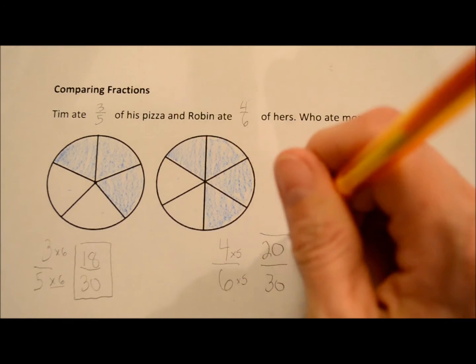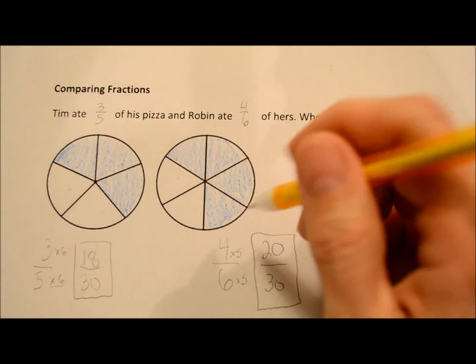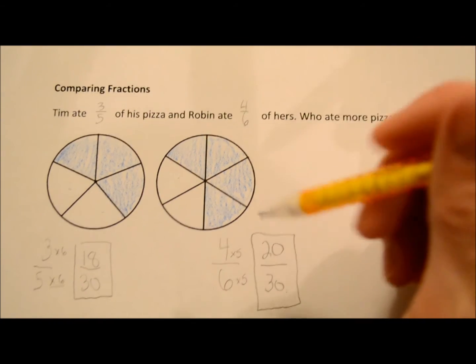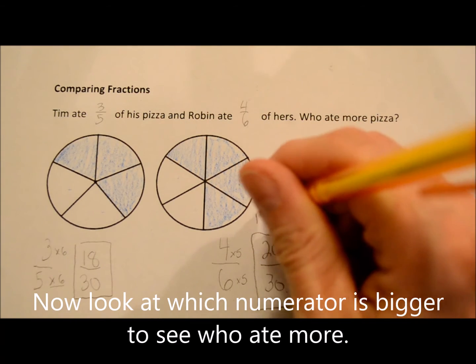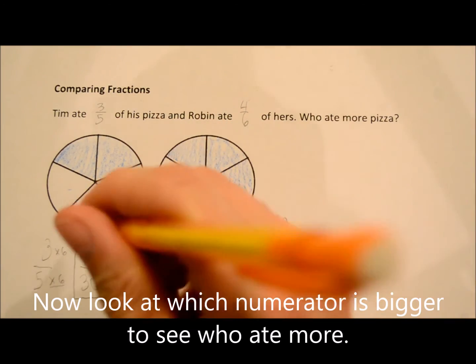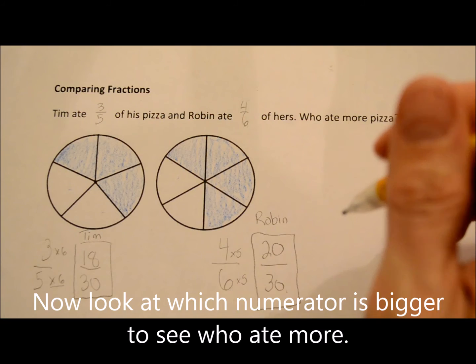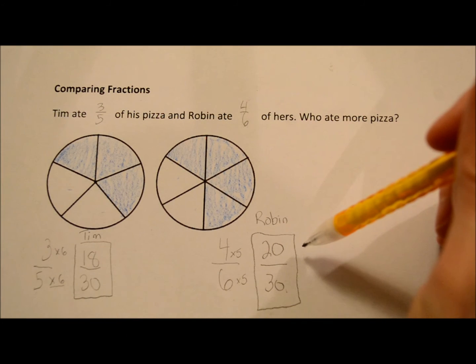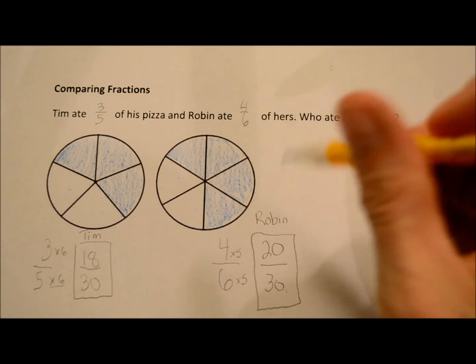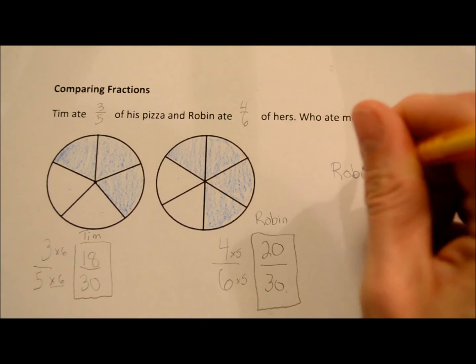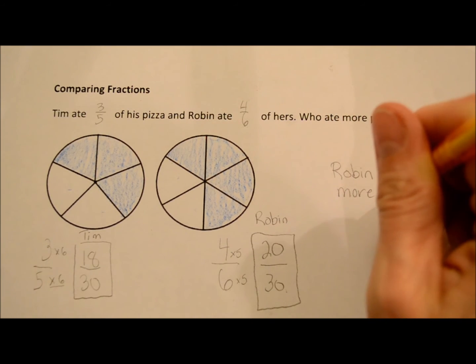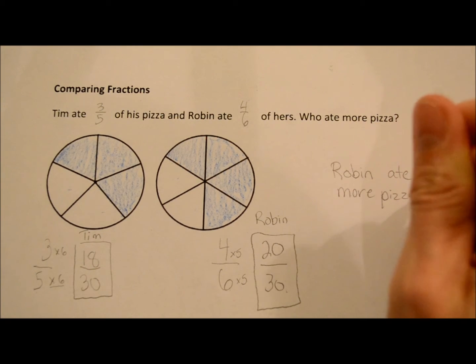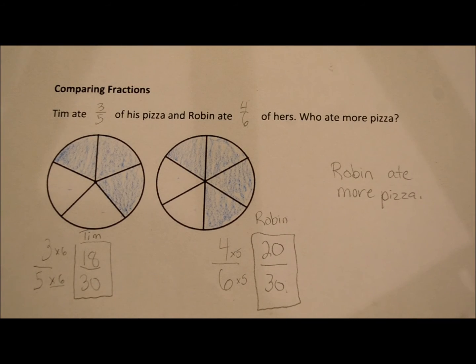Now we compare this one and this one, because instead of apples and oranges, now we're comparing the same thing. So it's very close. Who ate more pizza? Well, this is Robin's, and this is Tim's. So Robin ate more. Go Robin. Robin ate more pizza. She ate 2/30 more than Tim.